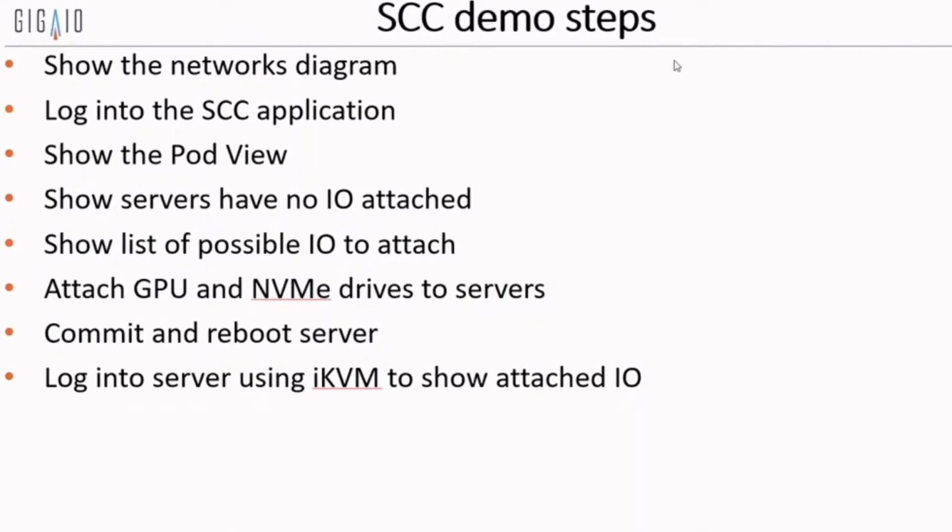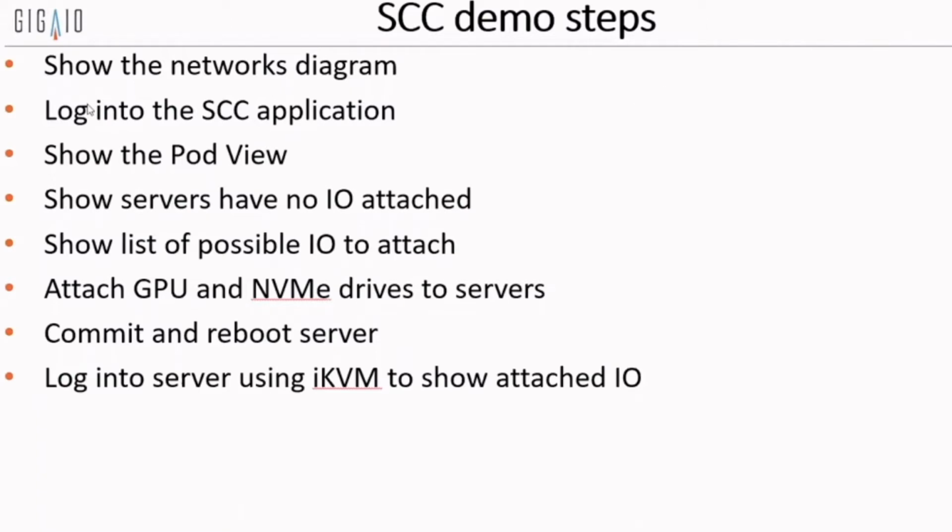We'll log into the SEC application. I'll show you the pod view of the systems in the rack, and we'll show that the servers have no I/O attached. We'll be looking at their KVMs. We'll show a list of the possible I/Os to attach. We'll attach GPUs and NVMe drives to servers. We'll do GPUs to one server. We'll do NVMe drives to another. We'll commit and reboot the servers, and then we'll log into the servers. And we'll show that they have I/O attached.